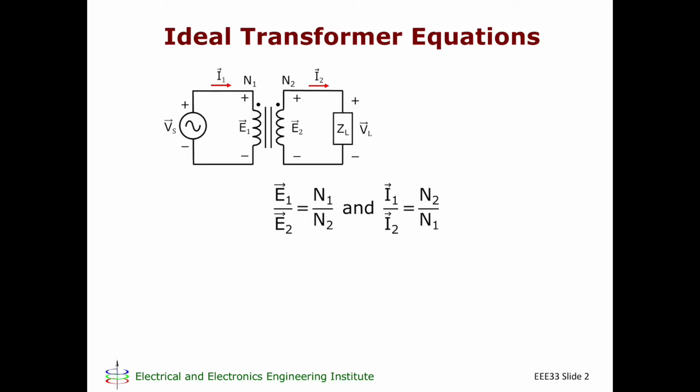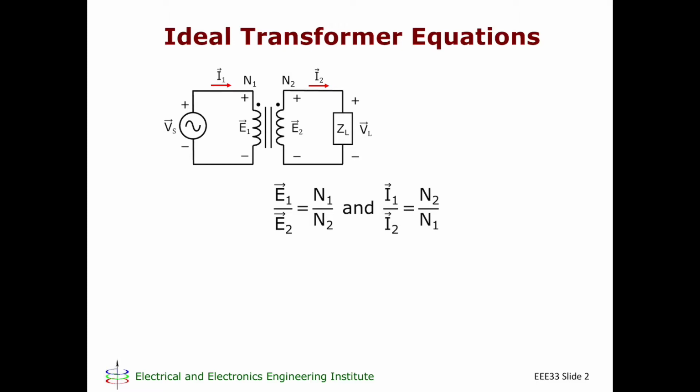We learned that E1 over E2 is equal to N1 over N2, and I1 over I2 is equal to N2 over N1, where N1 and N2 are the number of turns of the primary coil and the secondary coil, respectively.